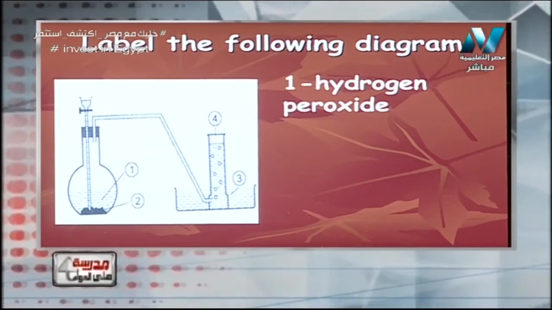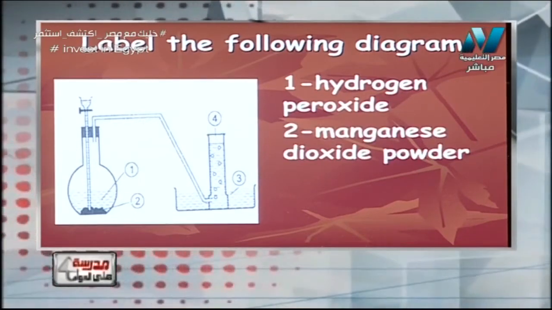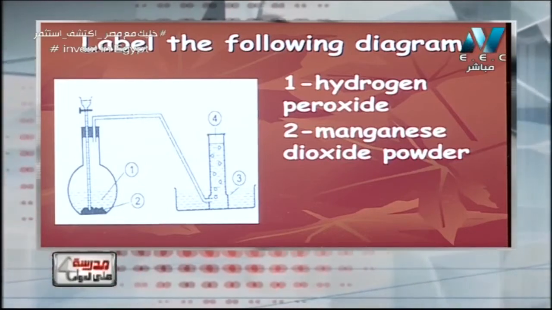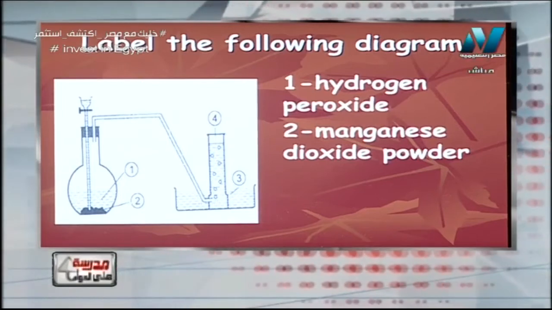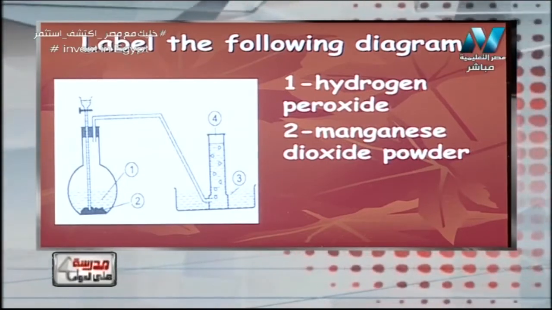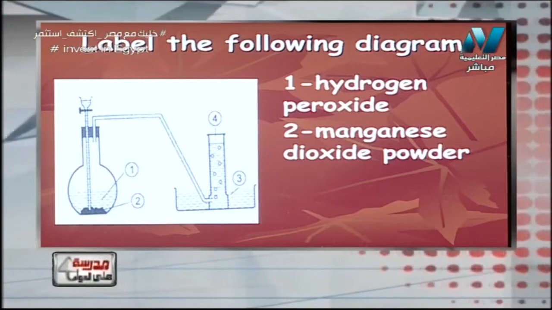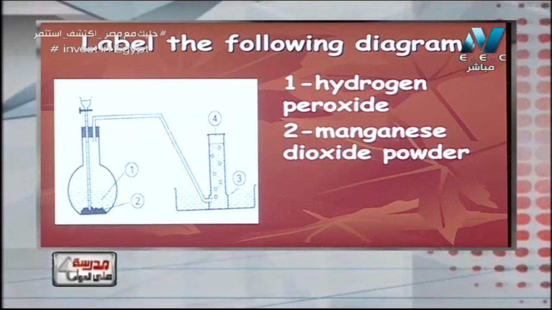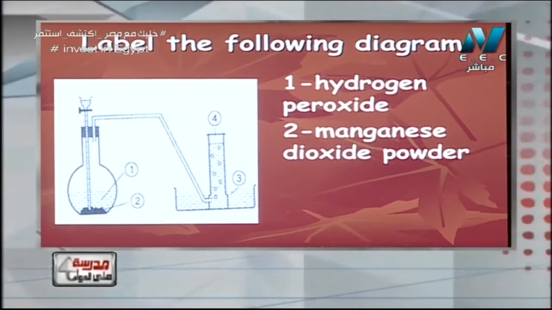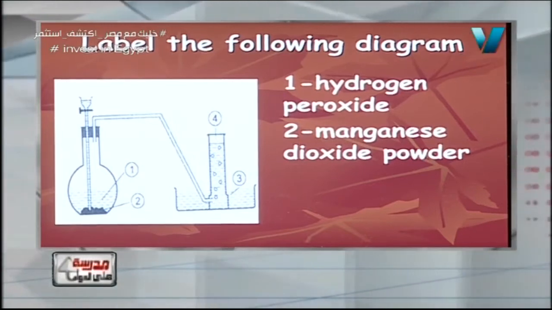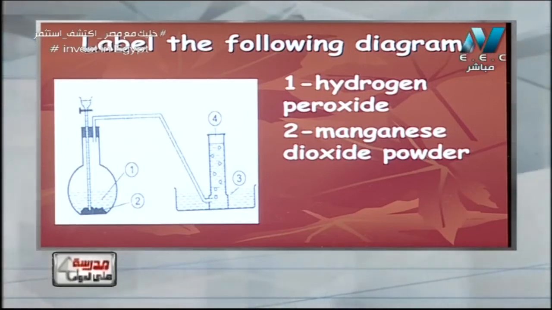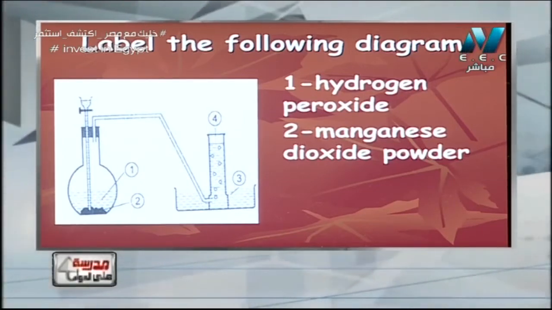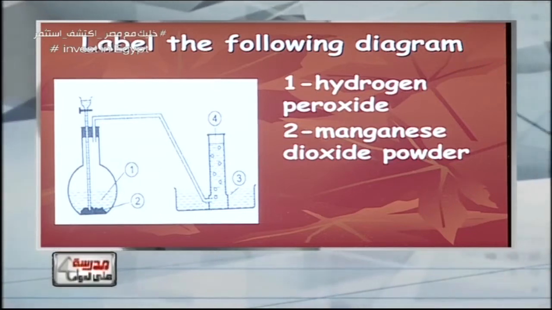الاثنين إجابات صحيحة. Number 2 is manganese dioxide powder, and manganese dioxide powder is a very important material in this experiment. مادة مهمة جدا في التجربة دي، ولو أنها ما بتعملش أي رياكشن خالص لكن دورها أنها catalyst يعني عامل حفاز، بتعمل increase the speed of the reaction، بتزود سرعة التفاعل الكيميائي، بدل ما يتم في وقت طويل شوية بيتم في وقت أقصر، فبالتالي بيخليني أحصل على الأكسجين بكمية أكبر في وقت أقصر بكتير جدا.